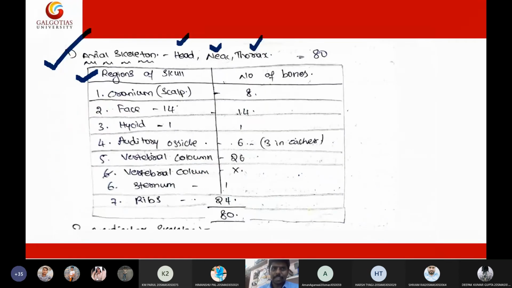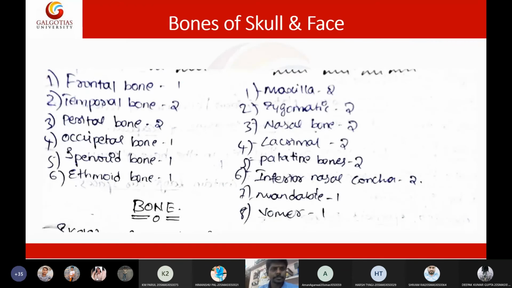Whereas in the axial skeleton, we have the cranium. Cranium means the skull. The skull is composed of 8 bones. Then the face has 14 bones. The hyoid bone is the central bone which is present below the skull. Then we have auditory ossicles, vertebral column, sternum, and ribs. So these are the parts of the axial skeletal system. Then coming to the bones of the skull and face. These are the cranial bones, and these are the face bones.